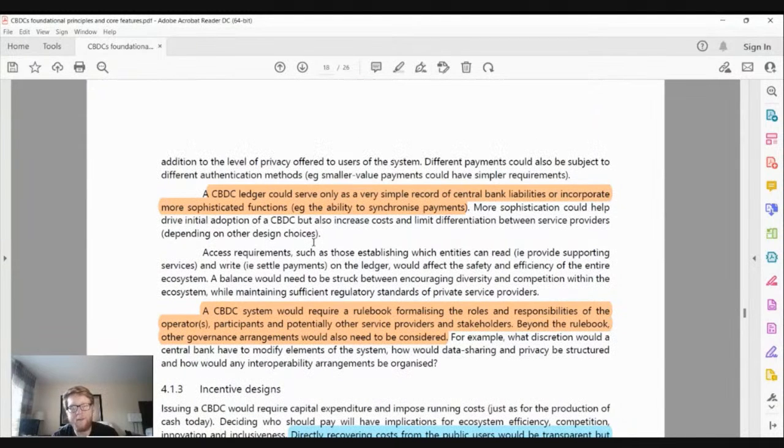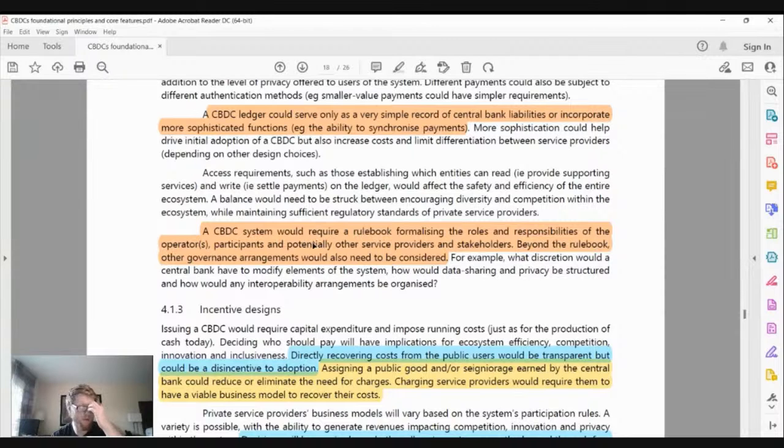Okay, so a CBDC ledger could serve only as a very simple record of central bank liabilities or incorporate more sophisticated functions. As I said in a few other videos, and I may not have discussed it earlier in this specific one, this is very much a discussion paper. I think that's what they actually explicitly call it. It's not to say that this is a for sure thing. It's just that there is a very significant amount of research going towards it, right? From all over the world.